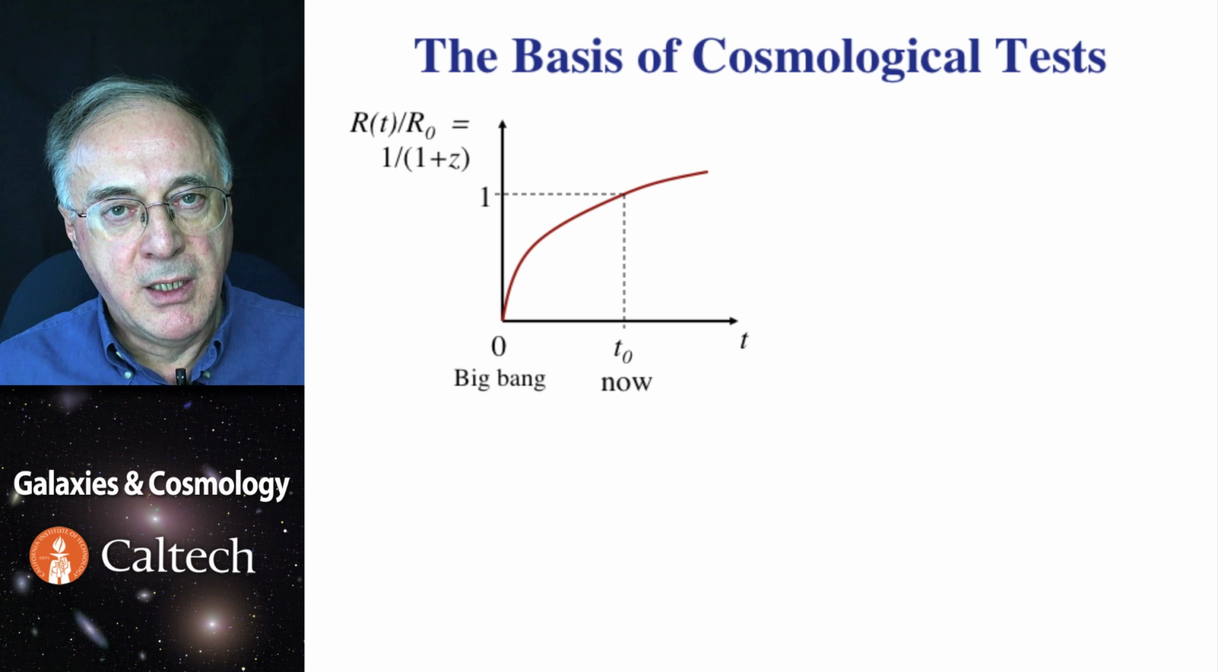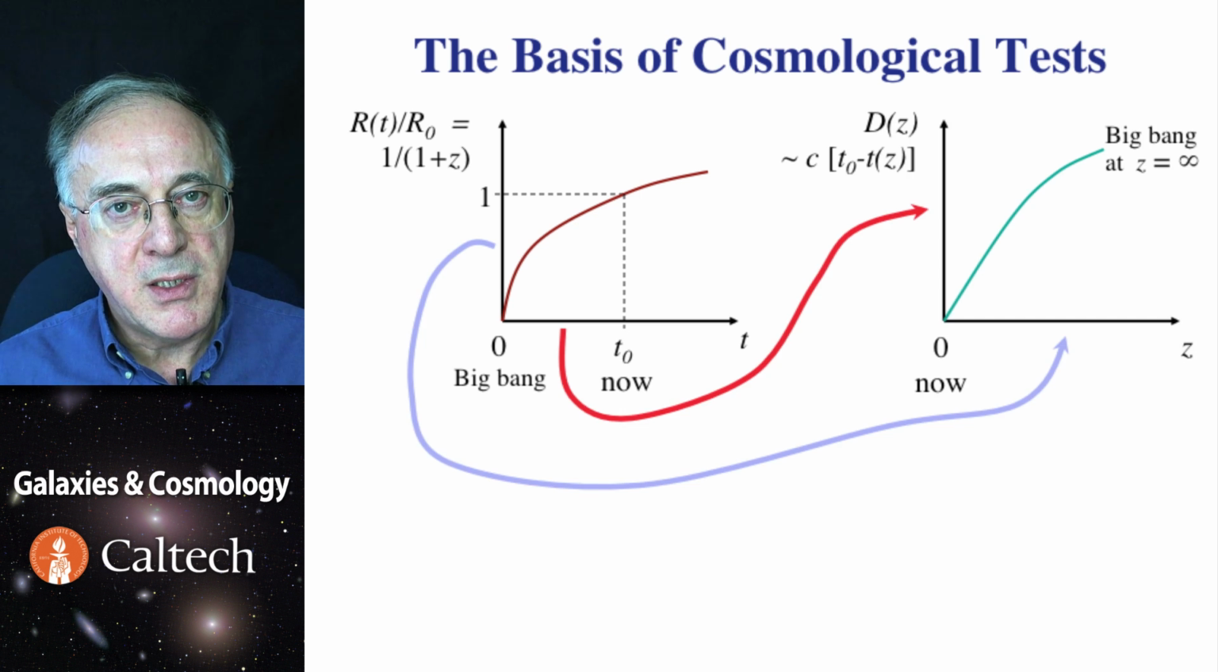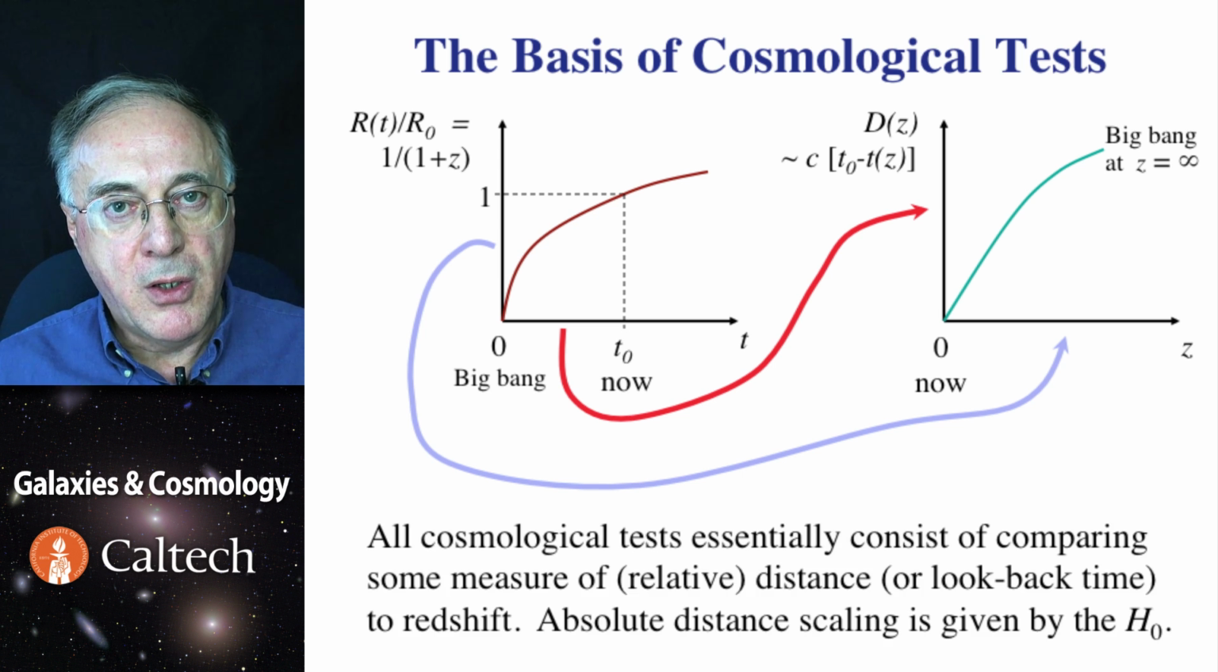So instead of that, we transform coordinates. Instead of the look-back time, we can use distance, which is simply time multiplied by the speed of light. And distances, in principle, we can measure. So we flip this diagram, and instead of expansion factor R of t, we use the redshift, which is an observable quantity. And instead of the time, we use a distance, which we can figure out how to measure in some way. So essentially, all cosmological tests boil down to this.